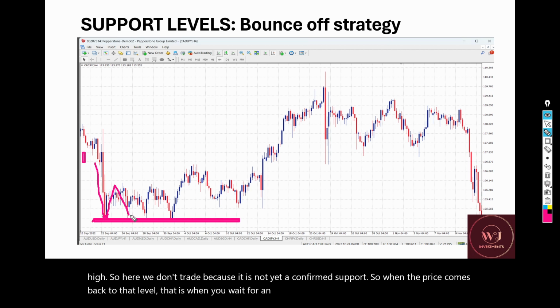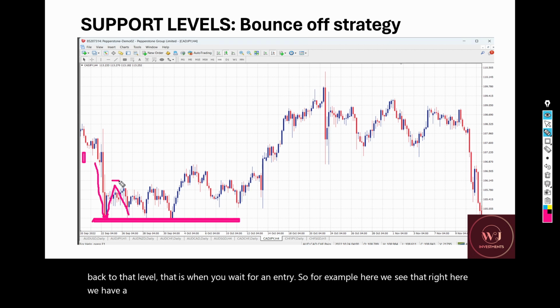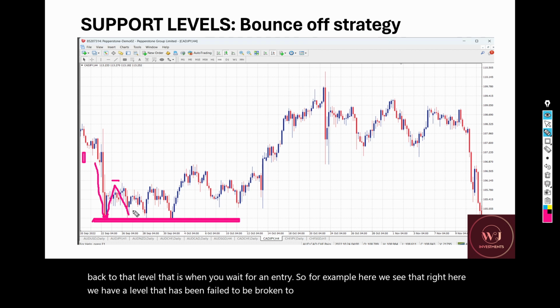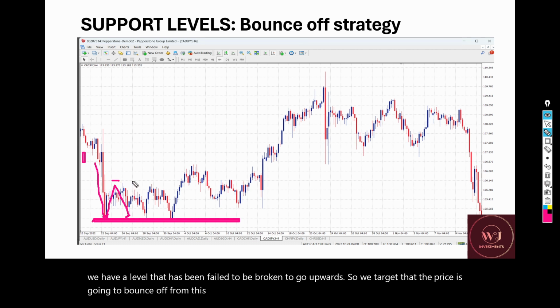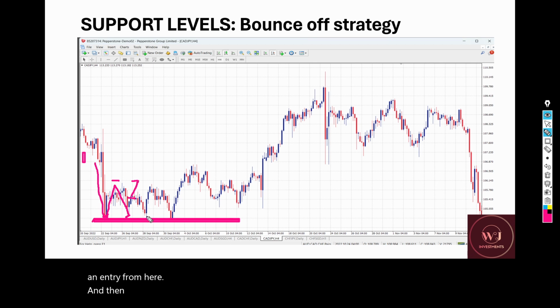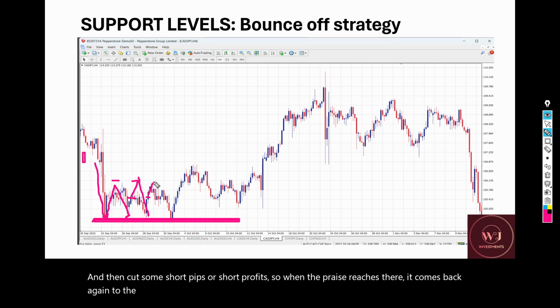So for example, here, if we see that right here we have a level that has failed to be broken to go upwards, we target that the price is going to bounce off from this level, okay, and then go back to this level. So here we could make an entry and catch some short pips, or short profits. When the price reaches there, it comes back again to the support. We make an entry from here to go there. Still the price goes to this level and then we catch some small pips down.